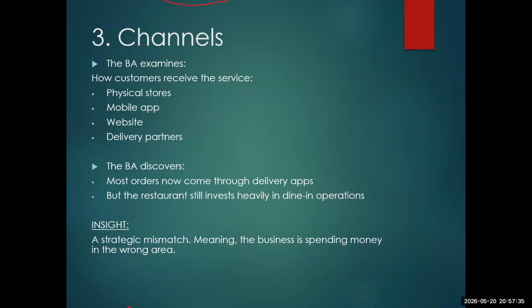All right, but when the BA does his examination, he finds that most of the orders now come through delivery apps. When he looks at the channels, they mentioned physical stores, mobile app, and it's showing that the physical store is the least on the chart. From the sales analysis and from her shadowing, she can see that the physical store is actually the least functioning channel. The others are functioning much, much more.